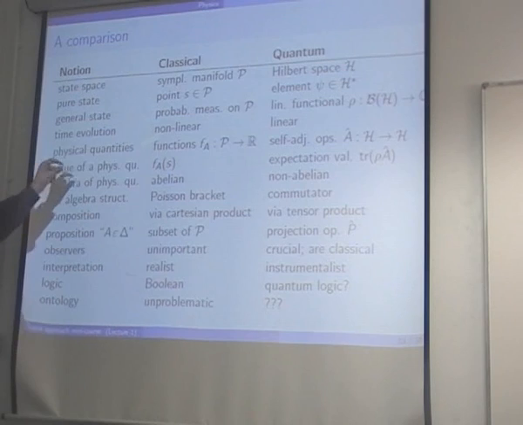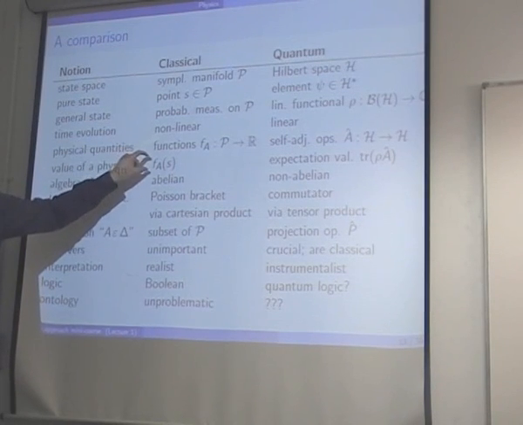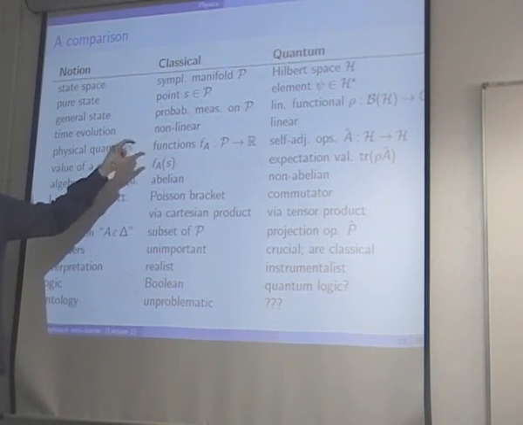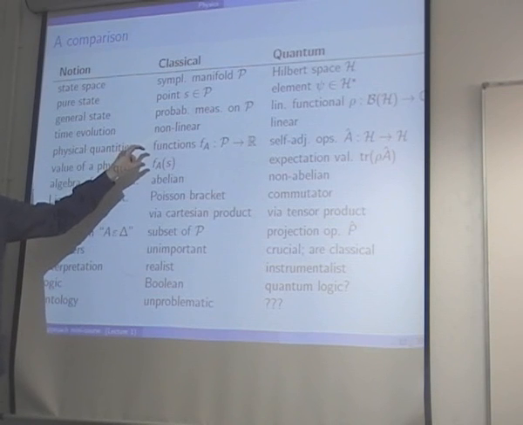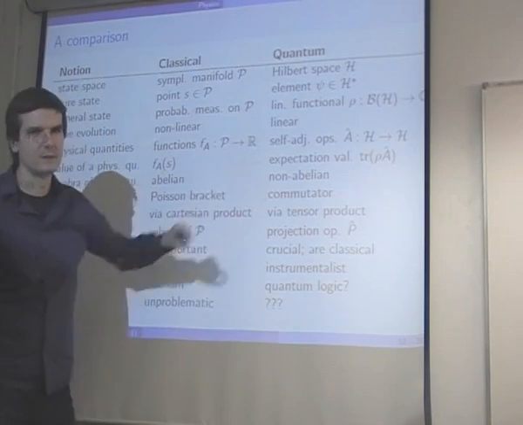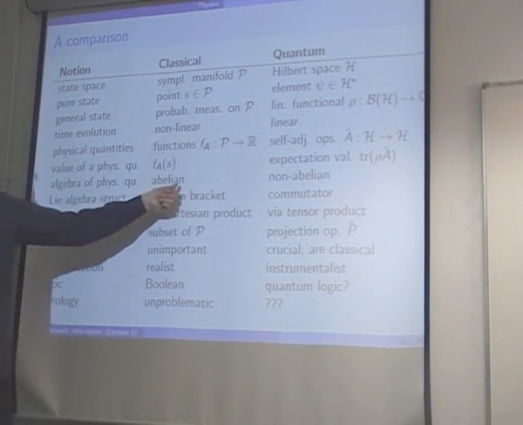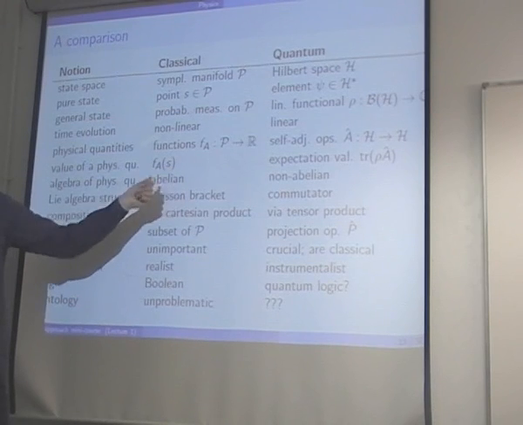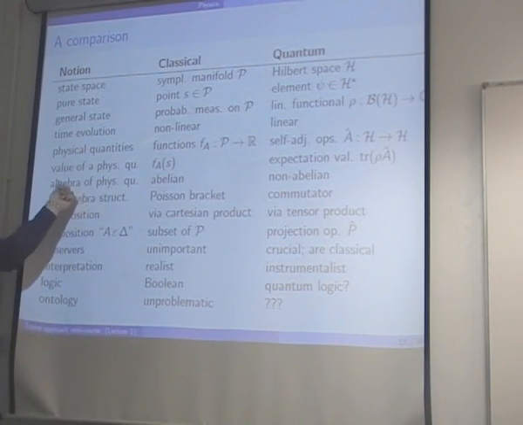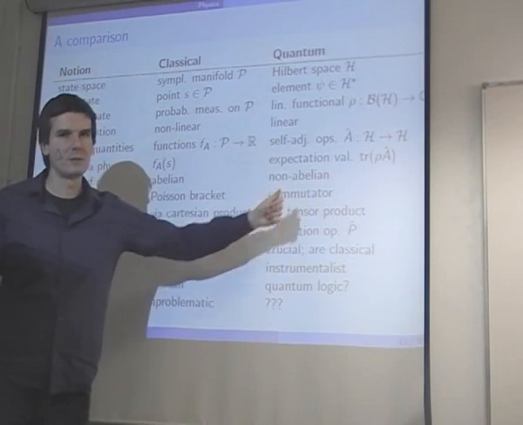But it's also conceptually very different from the value of a physical quantity in classical physics, because this is just the value that the physical quantity has. There's nothing mysterious going on here. While here it's much less clear. The algebra of physical quantities is abelian. Abelian means commutative, so I'll usually say abelian. For classical systems and non-abelian for quantum systems.